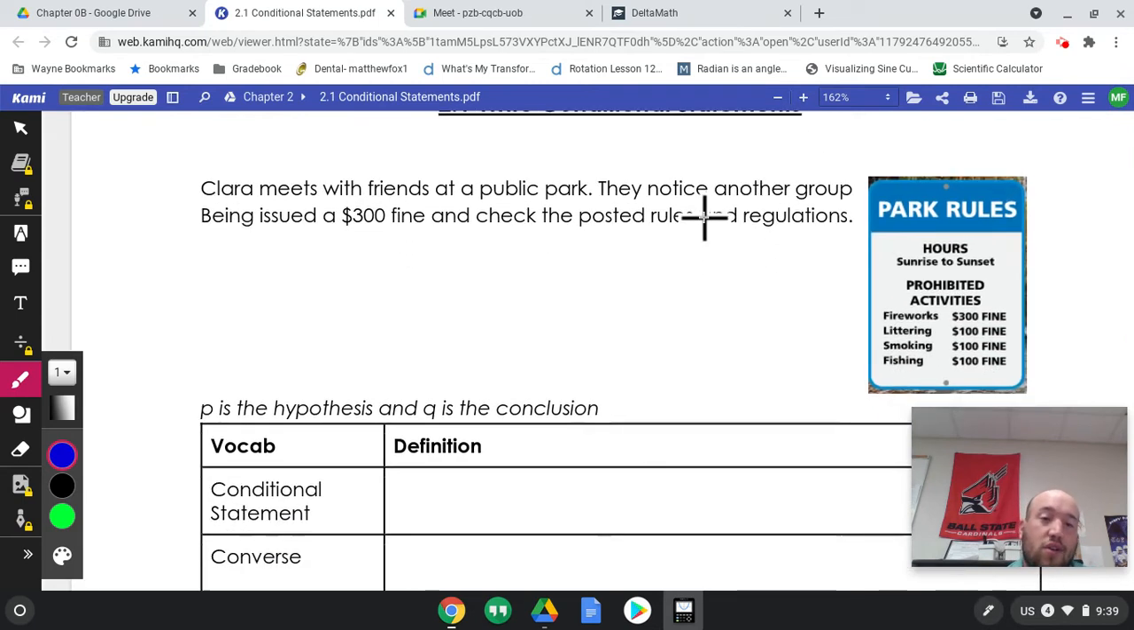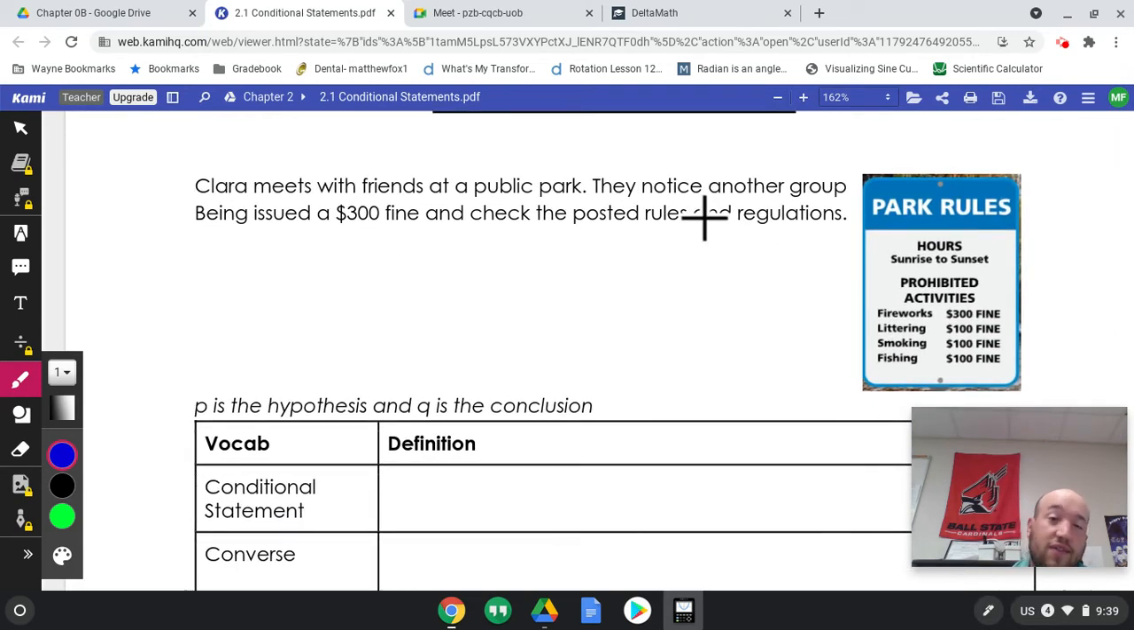Today in class, we started off by discussing this kind of situation here at the top. It says, Clara meets with friends at a public park. They notice another group being issued a $300 fine and check the posted rules and regulations. Over here on the right, the hours are sunrise to sunset. The prohibited activities: fireworks, that's a $300 fine. Littering, $100 fine. Smoking is a $100 fine. And fishing is a $100 fine.